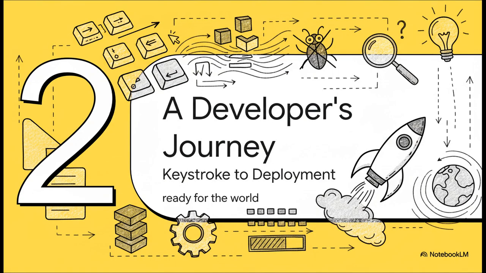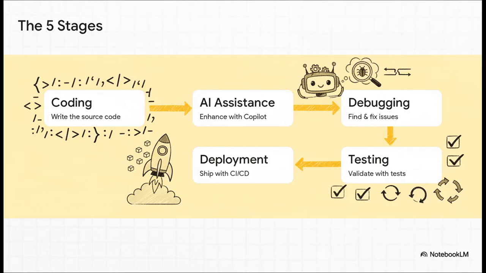So, what does that journey actually look like inside an IDE like Visual Studio? Well, it's this fascinating process that takes a simple idea from the very first keystroke all the way to a finished product that's ready for the world. Okay, so this journey starts with the actual coding, then it gets this huge boost from AI assistance. Next up is debugging, which is basically hunting for errors. Then comes rigorous testing to make sure everything is top-notch. And finally, deployment, which is all about getting it into your hands.